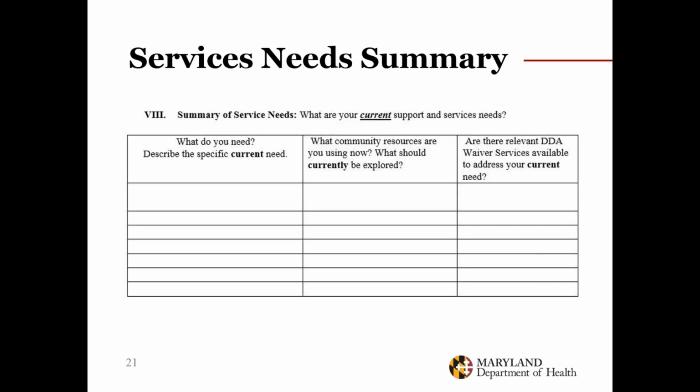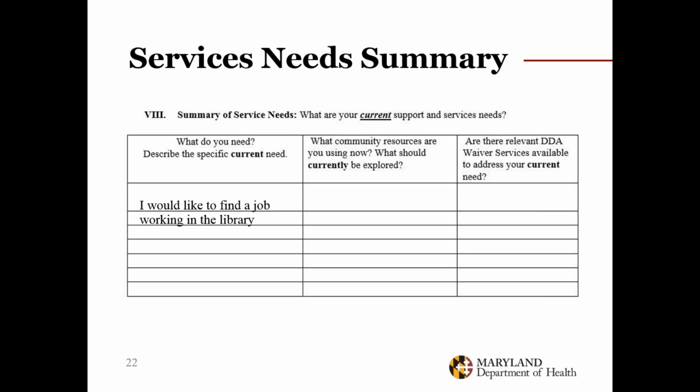The service needs summary is used to document the person's current supports and services needs. In the past, it was common that people and families might request everything they could think of possibly needing, even if not a present need, in hopes of getting something approved. It is very important that the SSP document the current supports and services needs. If they change, the tool should be updated.